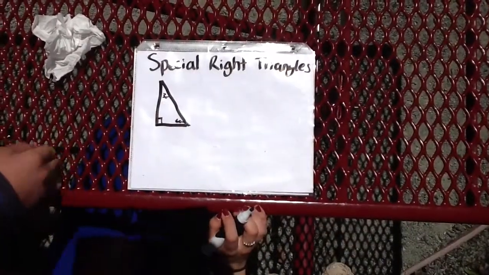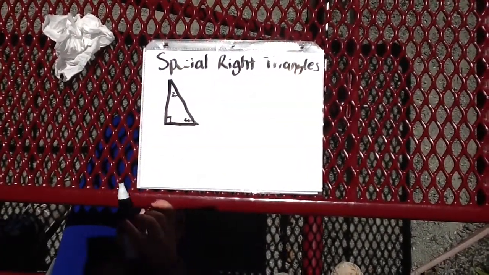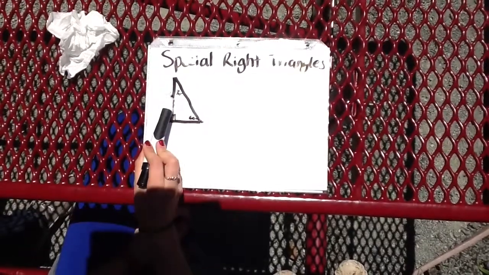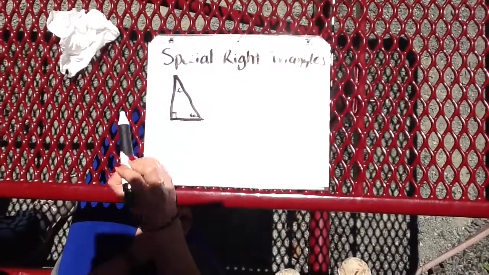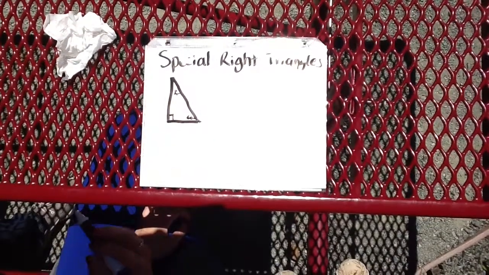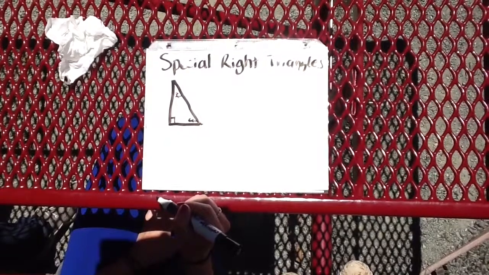So another sort of special right triangle is a 30-60-90 right triangle, so called, again, because of its angles. 90 degrees automatically, because it's a right triangle, and then 30 degrees and 60 degrees. 30 plus 60 is 90, plus 90 is 180, and so it works out.